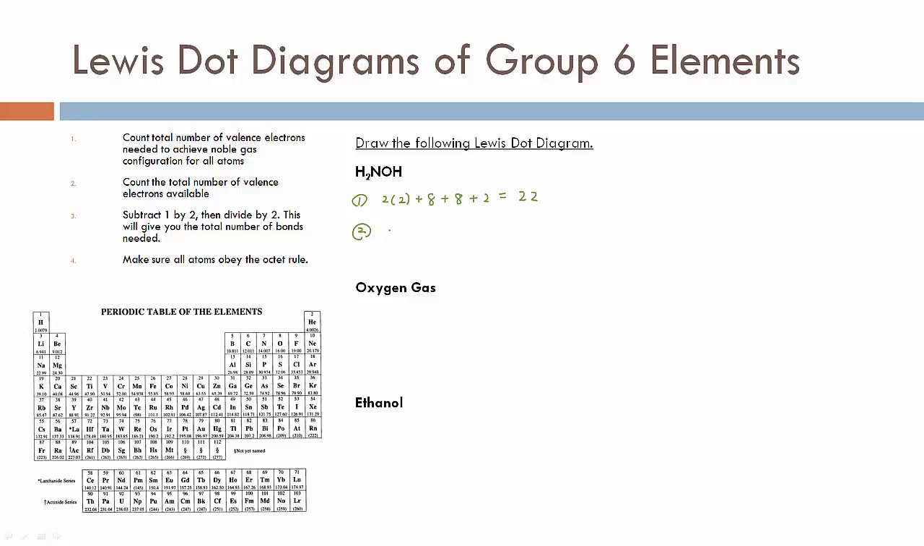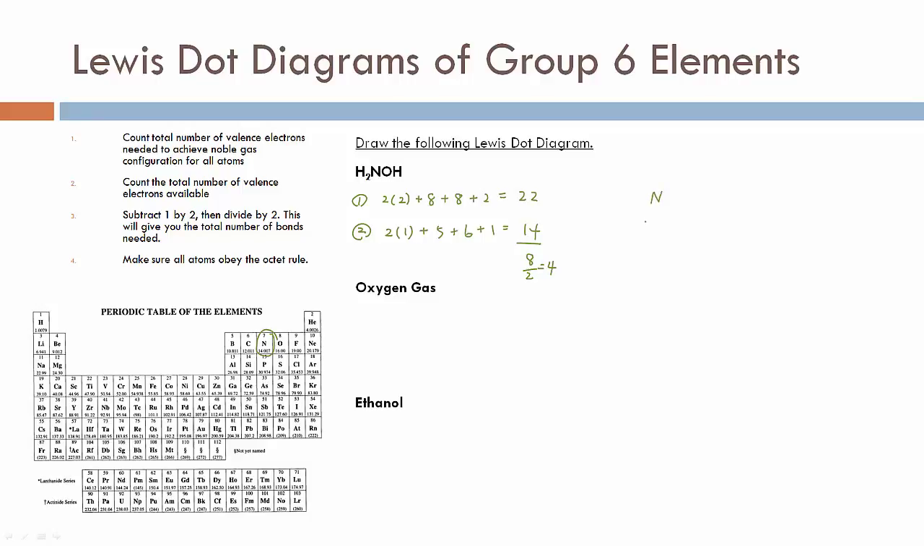Hydrogen has 1 valence electron. There's 2 hydrogens times 1. Nitrogen has 5 valence electrons. Oxygen has 6 valence electrons, and the last hydrogen has 1 valence electron. So adding all that up, it's 2, 7, 13, 14. 22 minus 14, that's 8 divided by 2. So in order to connect all atoms together, you require 4 bonds.